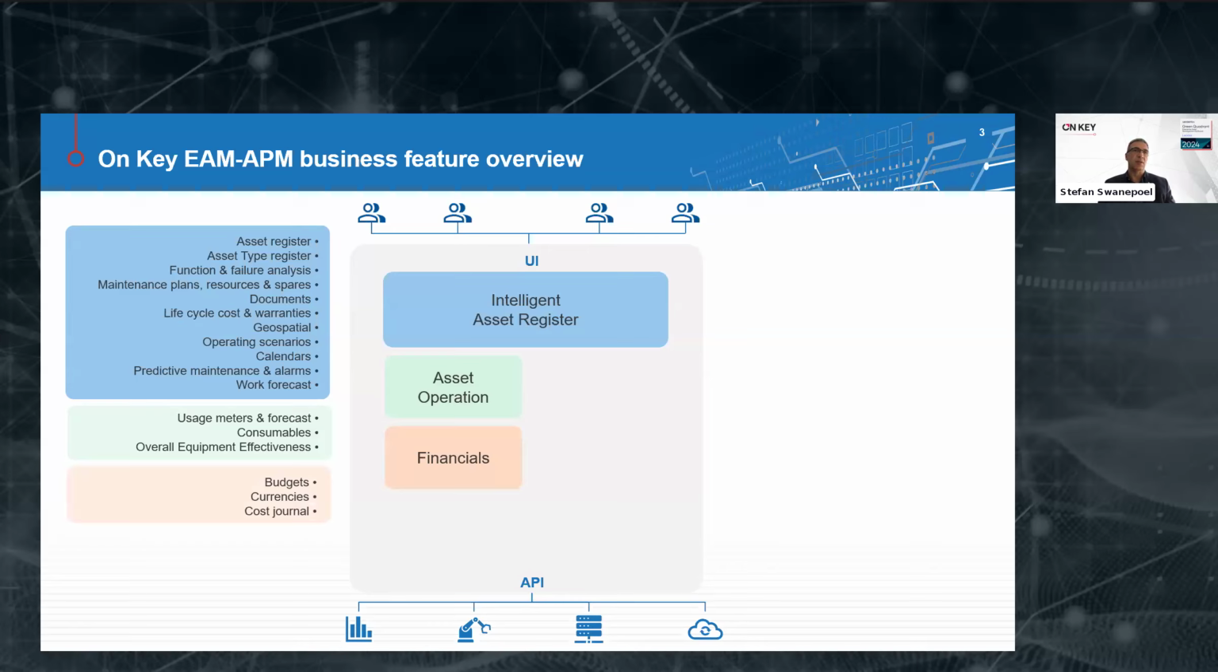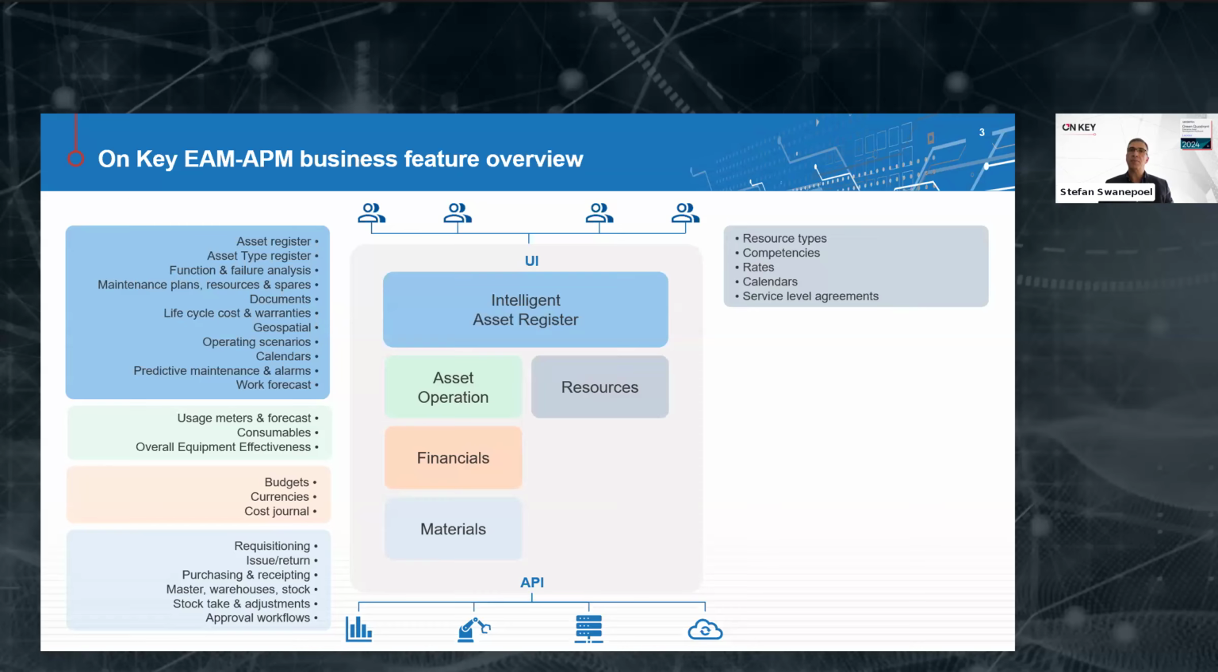Then financials, the master data and transactional data to keep track of costs around your assets and work being completed on the assets. The materials part, all the materials necessary to perform work, the requisitioning of the material, issue and returning, spare parts for work orders, the goods receiving, taking stock, all those type of things necessary to operate a good technical warehouse that supports your EAM.